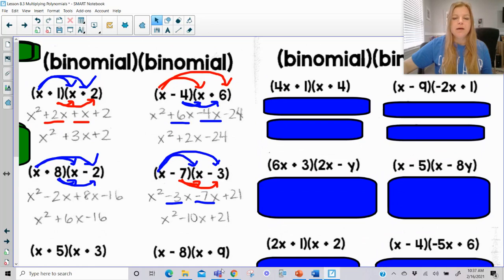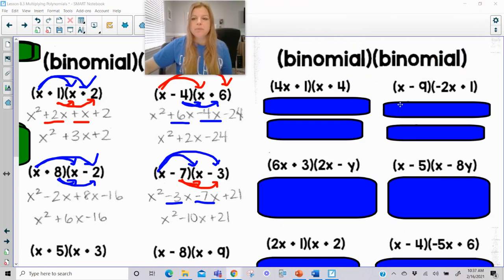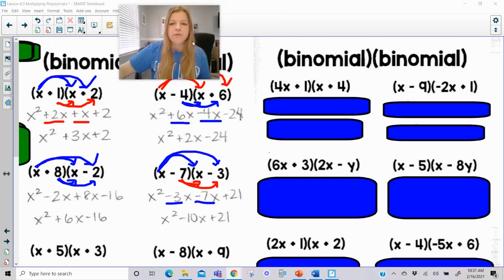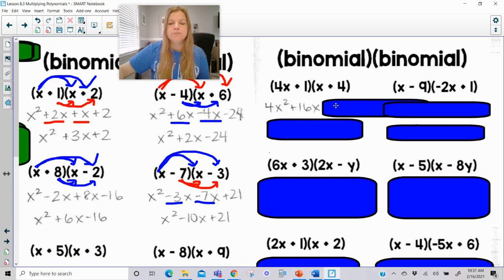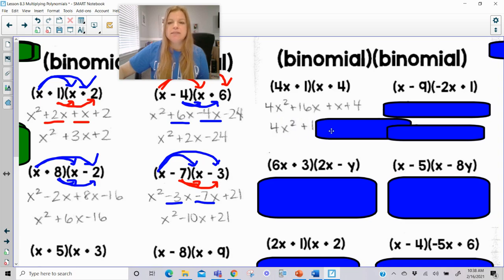Okay. Let's take a look at some more binomials times binomials, except these are going to be a little bit different. We're going to find, so 4x times x, I'm just going to use my cursor here to kind of distribute. So 4x times x is 4x squared. 4x times 4 is 16x. Now I need to distribute the 1. So 1 times x is x. 1 times 4 is 4. Combine my like terms of 16x and x to get 17x in the middle.